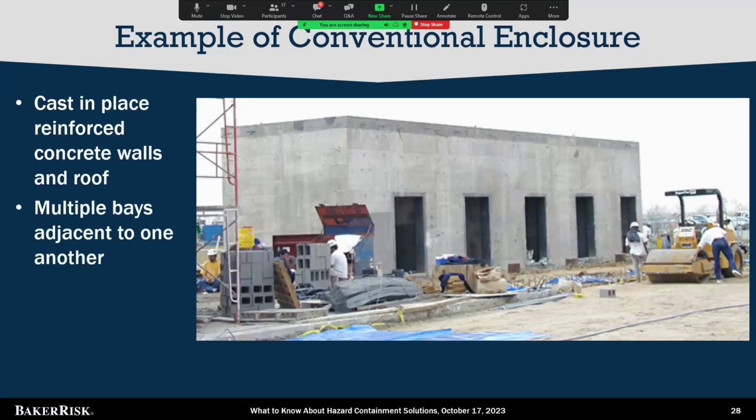Okay. Another example is shown here. This one is a cast in place reinforced concrete, more of a bunker style, if you will, has reinforced concrete walls and roof, very heavy duty, very stout. This example has multiple bays. One other point to be made for conventional enclosures, this may be particularly desirable when you're building a new facility from scratch. I mentioned it can be messy and intrusive. Well, that's obviously not a concern if you're doing it in the first place before a facility is open for business.